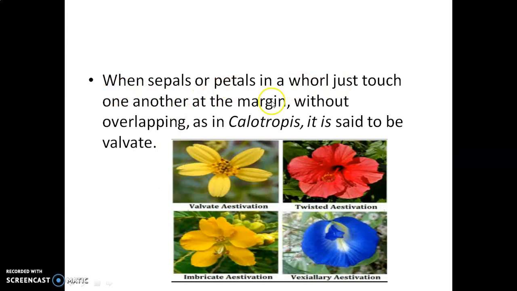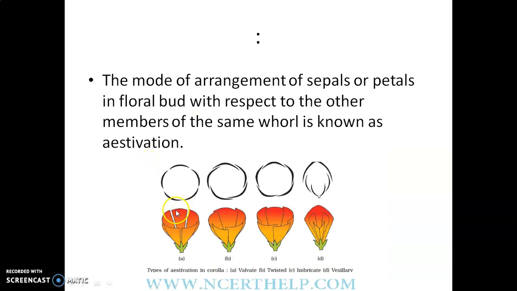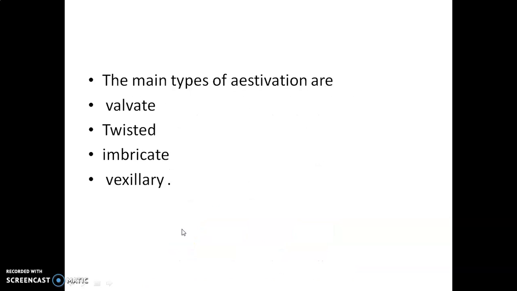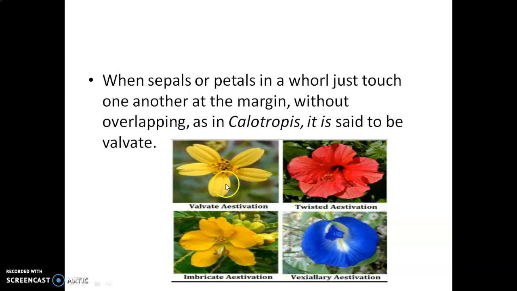First of all, we can discuss valvate. See, observe this diagram. When sepals or petals in a whorl just touch one another at the margin without overlapping, that is valvate. See, observe this diagram here. This calyx and corolla just touch each other without overlapping. Observe this diagram, all the sepals and petals just touch each other without overlapping. This type of aestivation is known as valvate aestivation.